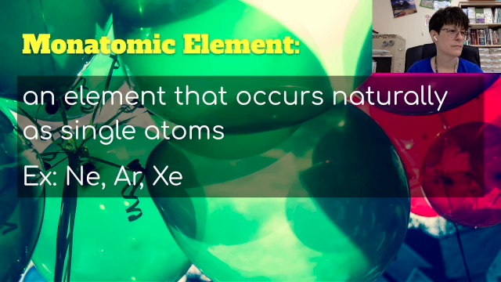Now, a further classification is monatomic elements, and monatomic elements are elements that occur naturally as single atoms. Some monatomic elements are neon, argon, and xenon. Most things in the periodic table do not occur as single atoms. These do because they are called the noble gases, and they do not like to form chemical bonds.